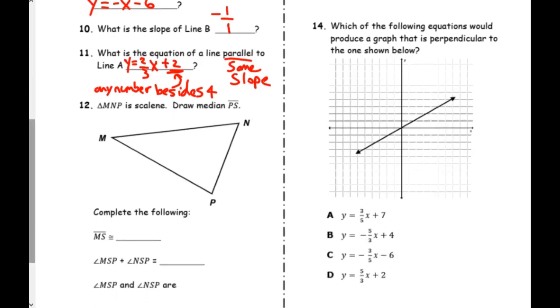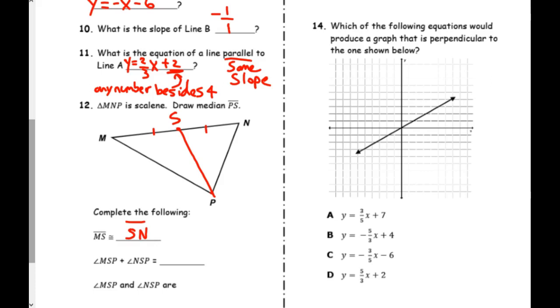All right. MNP is scalene. Draw the median PS. Okay, so a median goes from a vertex to a midpoint. Call that S. So these will be the same. Complete the following. MS is congruent to SN.